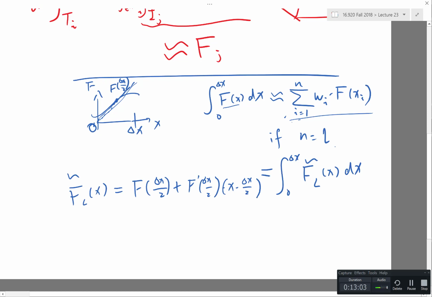So the question is, what's the approximation power of this linear approximation? What's the accuracy of this linear approximation if I use 1 point? Any suggestions?